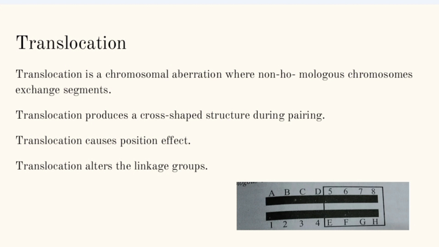Translocation. Translocation is a chromosomal aberration where non-homologous chromosomes exchange segments. Translocation produces a cross-shaped structure during pairing. Translocation causes position effect. Translocation alters the linkage groups.